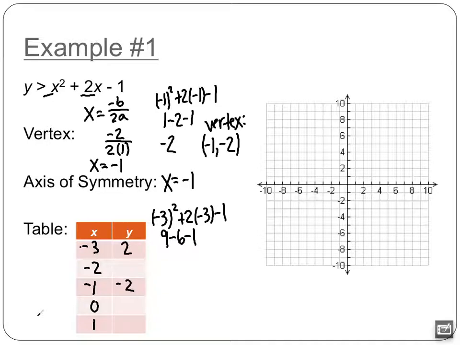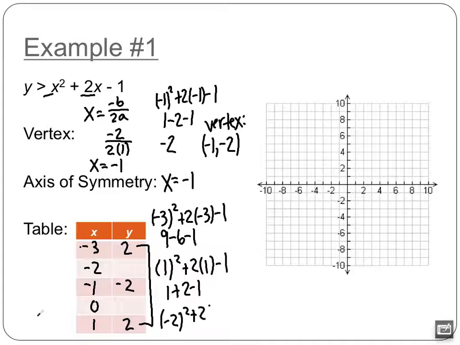Now remember, this y and this y should be the same because of the symmetry of the parabola. I'm going to substitute 1 in again just to make sure that I get 2. So we end up with 1 add 2 subtract 1, which ends up being 2 again. Now I'm going to do negative 2. So this ends up being 4 subtract 4 subtract 1, which is just negative 1. Substituting in 0, remember that when you substitute in 0, you end up with this number right here, the y-intercept. And again, these match because of the symmetry of the parabola. Now we're ready to graph.